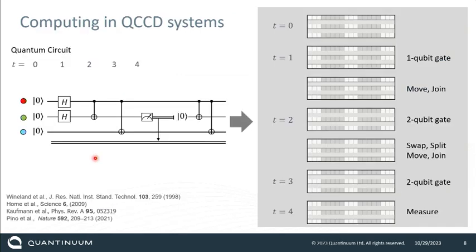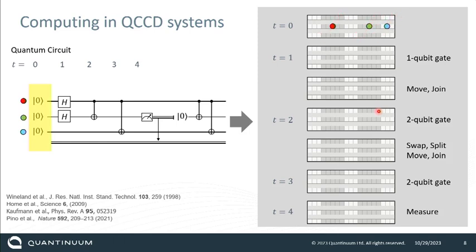So here's a cartoon. On the left, we have just a circuit diagram, and I've labeled the qubits red, green, and blue. On the right, we have a picture of the trap, and we'll look at what's going on in the trap as we execute this circuit. So first, we're going to initialize our qubits.